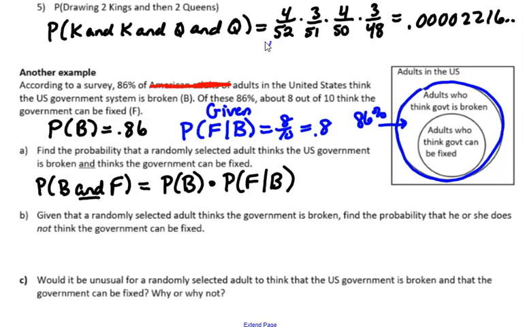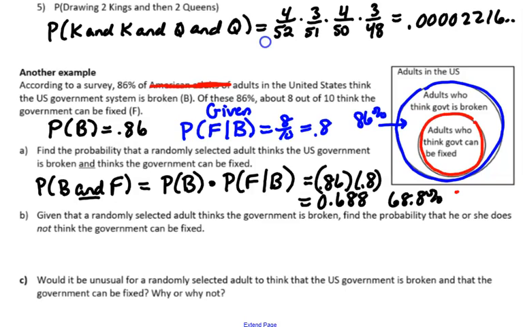So we have those two numbers, 0.86 times 0.8, and that turns out to be 0.688, or about 68.8%. So the group that thinks the government is broken and can be fixed is this group right here. This is the 68.8%. That means there's a group in between that thinks the government's broken but doesn't think it's going to be fixed, and there's also a group that doesn't think it's broken at all.